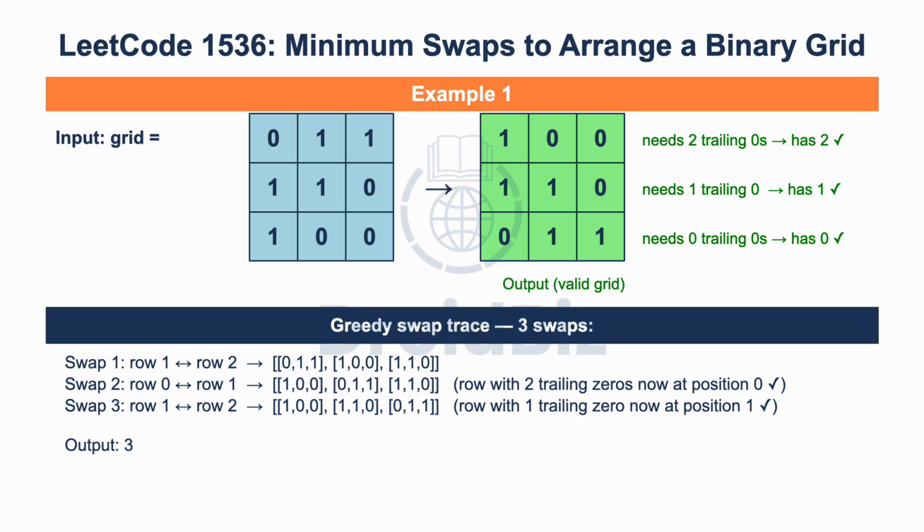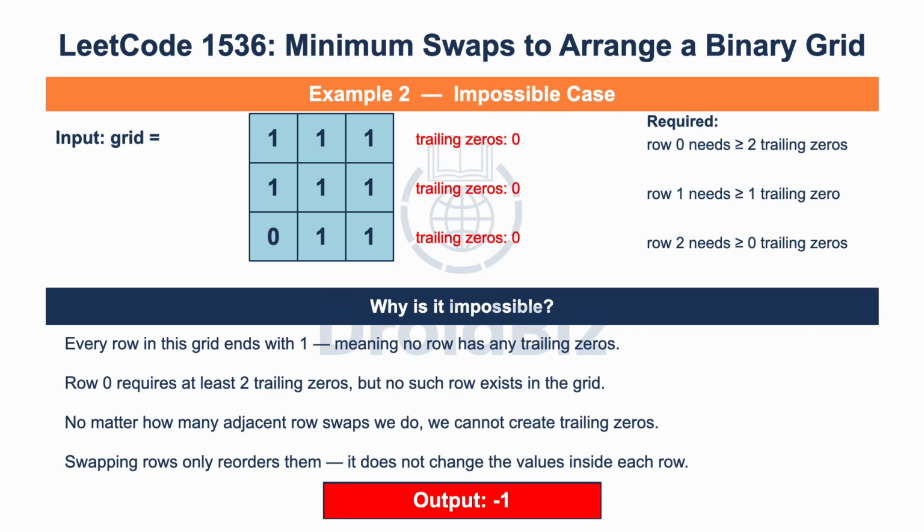Let's look at another example. Now, let's look at example 2, the impossible case. The input is again a 3 by 3 grid. Row 0 is 1, 1, 1. Row 1 is 1, 1, 1. Row 2 is 0, 1, 1. Look at the trailing zeros for each row. Not a single row ends with a 0. Row 0 and row 1 both need trailing zeros, but none of the rows in the grid have any trailing zeros. This is the key insight.